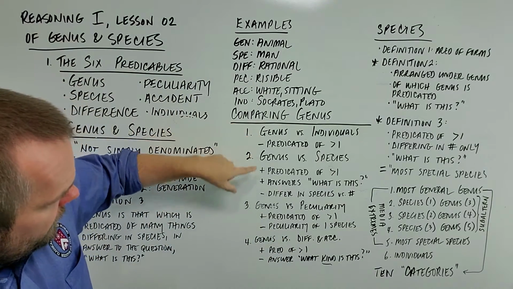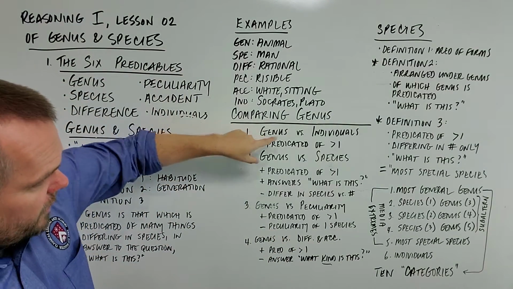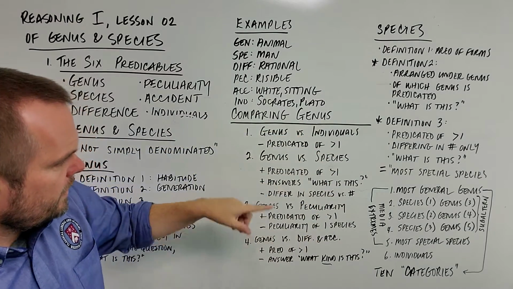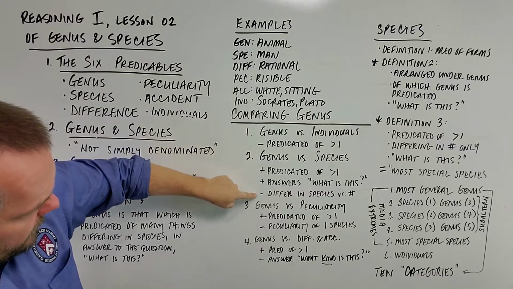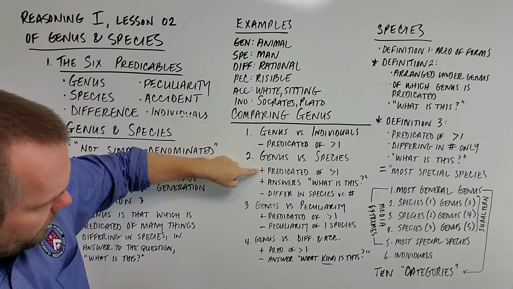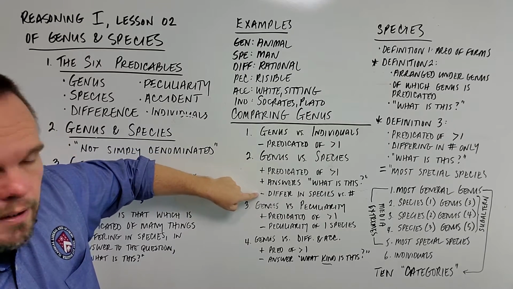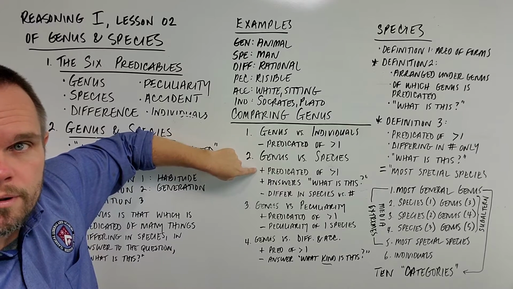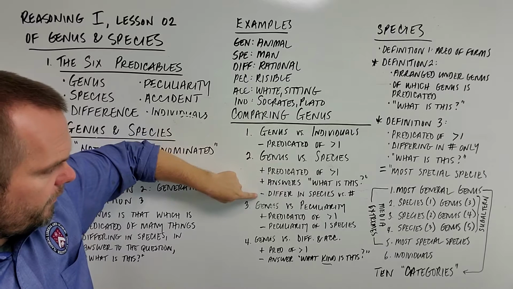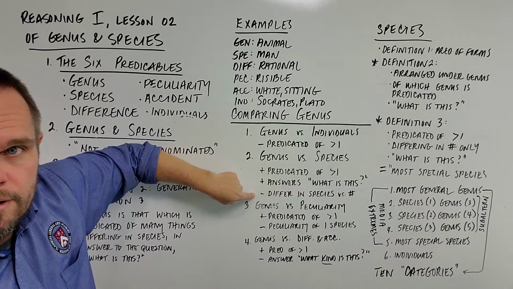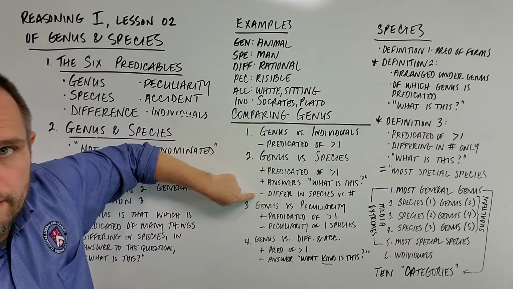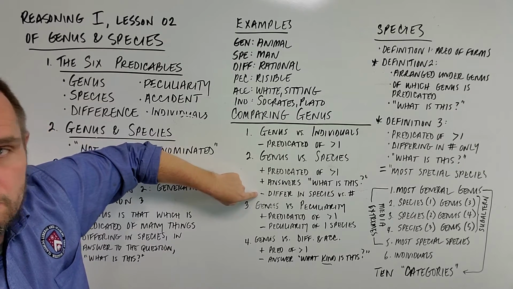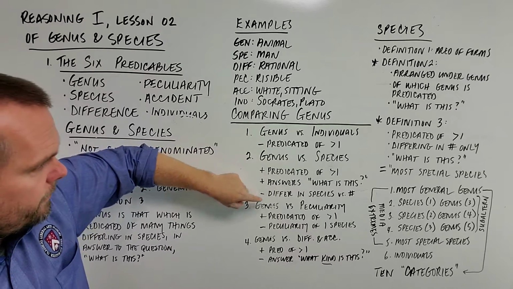You'll see here that we have genus versus something. Here's individuals, here's species. And then you'll see that the things I list under each one either have pluses or minuses. If there's a plus, it means they have this in common. They're both similar in this. If there's a minus, it means this is something that differs between them. Okay, so plus means they share this, minus means they differ in this.